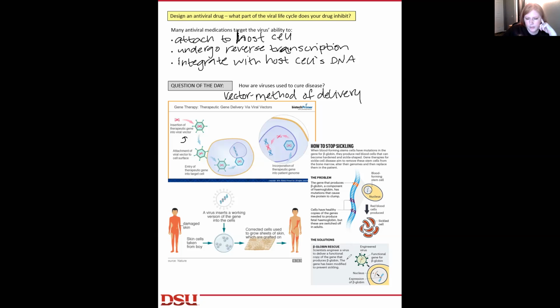And so they can, down here, beta globin rescue. Scientists engineer a virus to deliver a functional copy of the gene that produces beta globin. The gene has been modified to prevent the sickle cell. Okay, so it basically has the correction for that single mutation in DNA. The virus carries the correct gene with the correct sequence of DNA. Pretty nifty, ain't it?